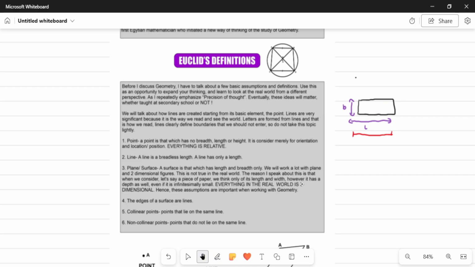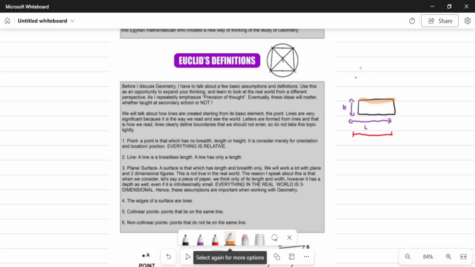So I'm expanding your mind here because when you get to university, we look at things from a realistic standpoint. So having these assumptions down enables us to set the foundation for every other thing that we're going to learn with geometry. Understood? The edges of a surface are lines. So if you think about this edge here and this edge here, they are made up of what? Lines. And what is a line? It's a breadthless length. So therefore, it just has only a length here and only a length there. Understood? There's no breadth to it.